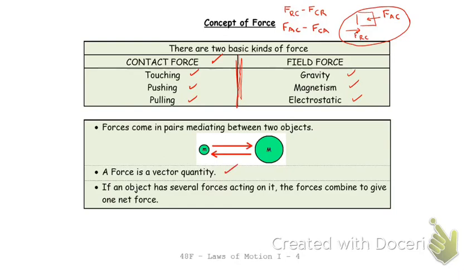Force is a vector quantity. It's got a magnitude and a direction. If an object has several forces acting on it, the forces combine to give a net force. So if I have a pool ball, and I'm pulling on it, and my brother's pulling on it, and my sister's pulling on it, the pool ball doesn't feel that.